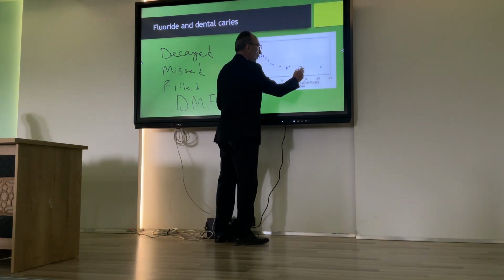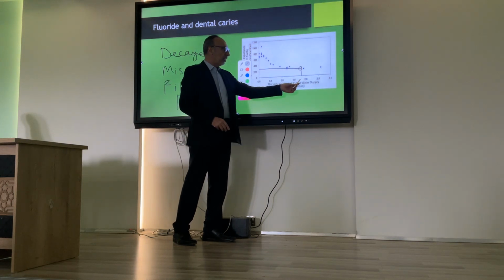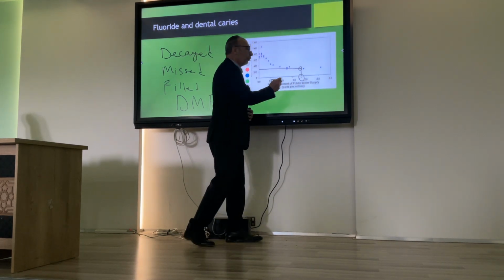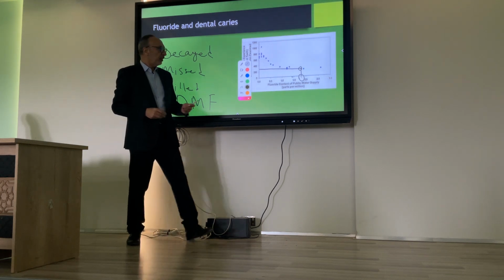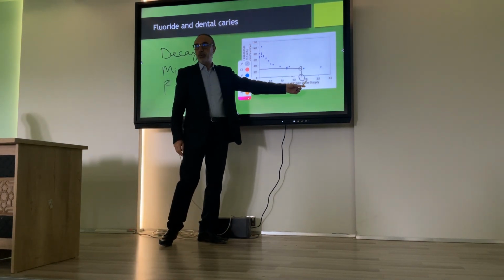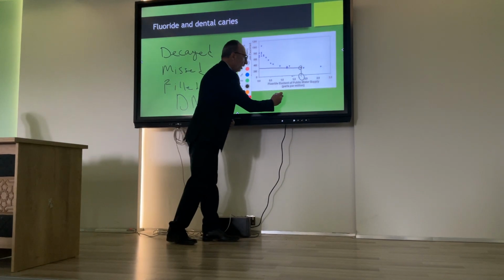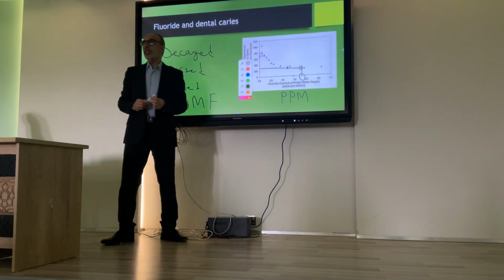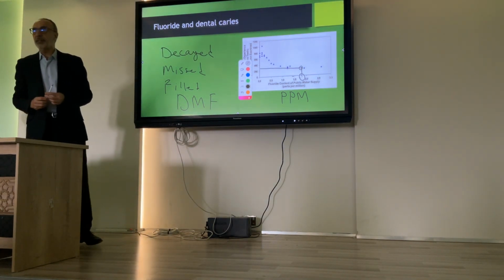For each point, you can draw a vertical line to the horizontal axis, which shows what the average fluoride in this state is. Something between 1.5 to 2 parts per million, or ppm. And what is the average number of DMF in permanent teeth?